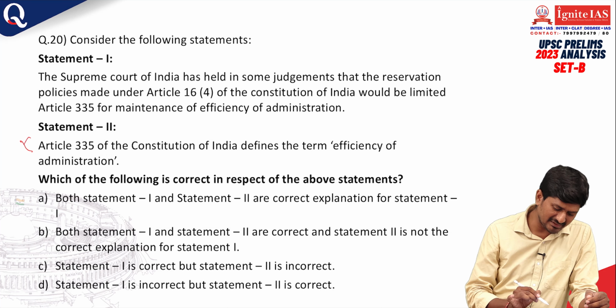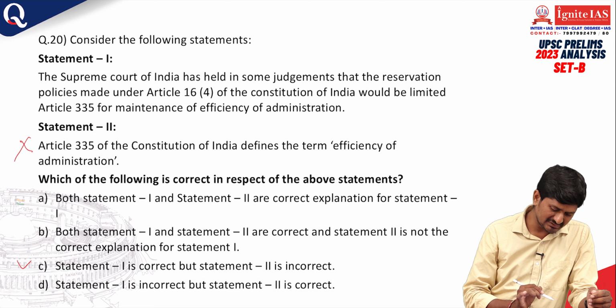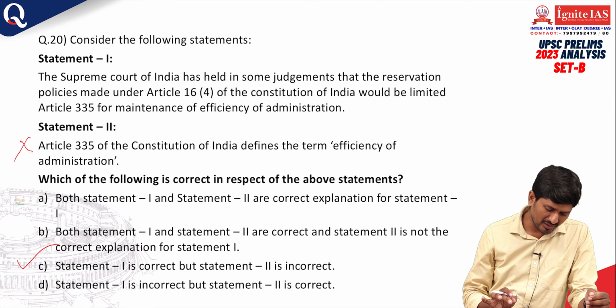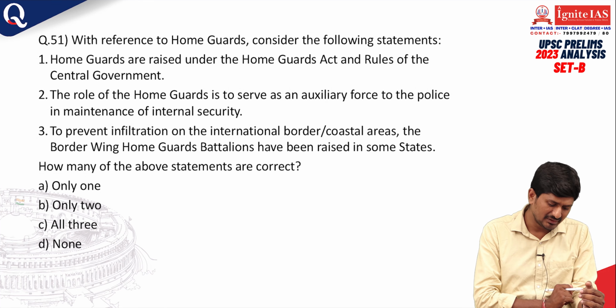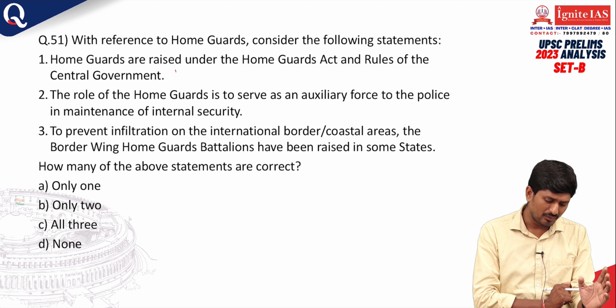So then what is the right answer? Statement number 1 is correct, but statement number 2 is not correct. So C is the answer. Right. Next, coming to the 51st question, with reference to home guards, consider the following statements. Three statements have been given.